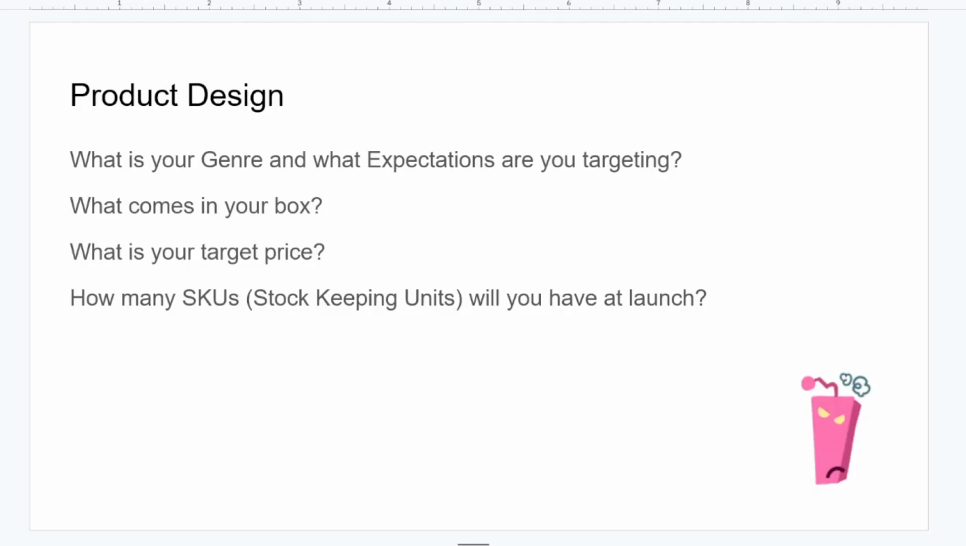So, product design. What is your genre and what expectations are you targeting, right? You don't have to target every expectation within your genre, but which ones specifically does your game latch onto? What comes in your box? What's your target price? How many SKUs, stock keeping units, will you have at launch? So this means how many different products are you going to offer?